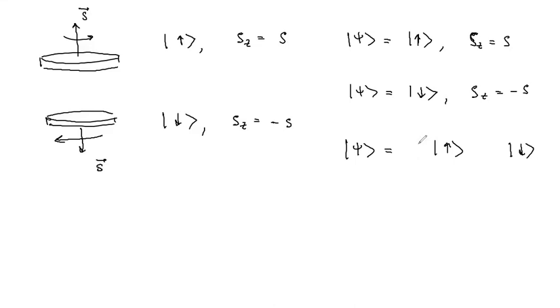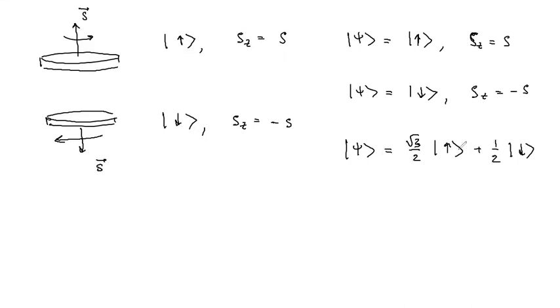So let's say I'm going to make it square root of 3 over 2 and 1 over 2. In this case, it's 3 over 4, and this is 1 over 4. The total normalization would be one.